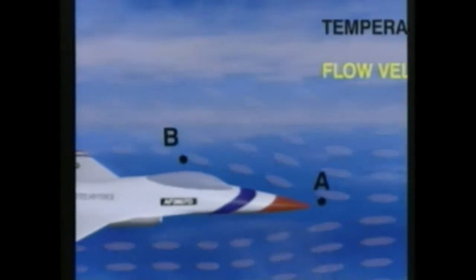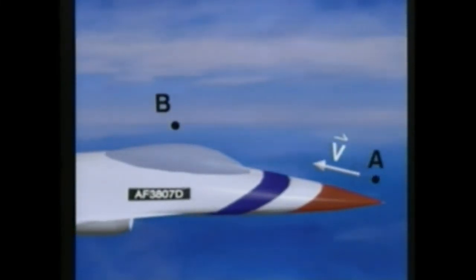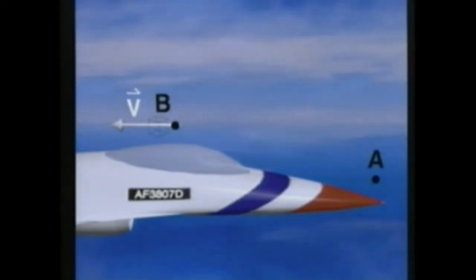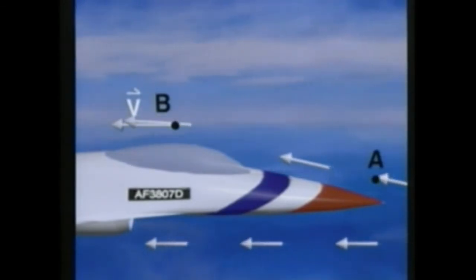The velocity at a particular point in a flow field is the direction and magnitude of the velocity of a fluid element as it passes that point. Velocity is also a point property and may be different at each point in the flow field.